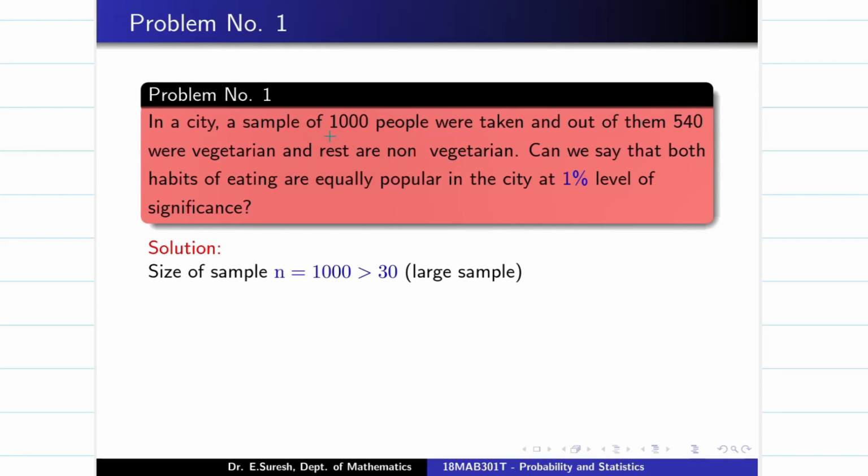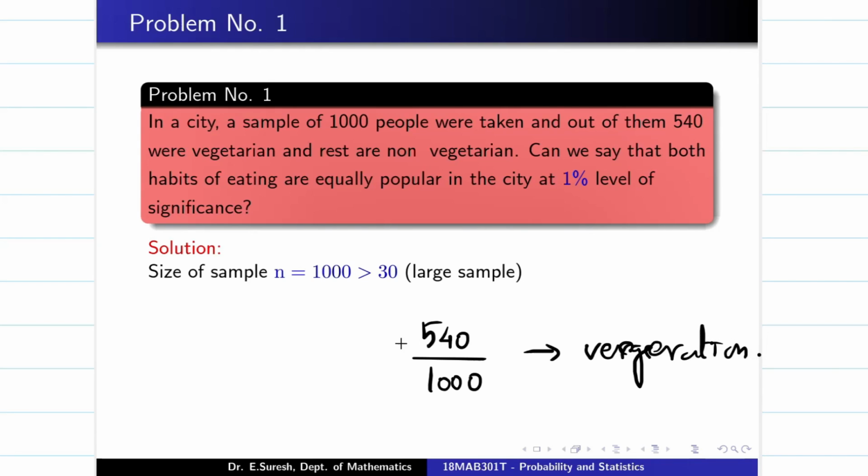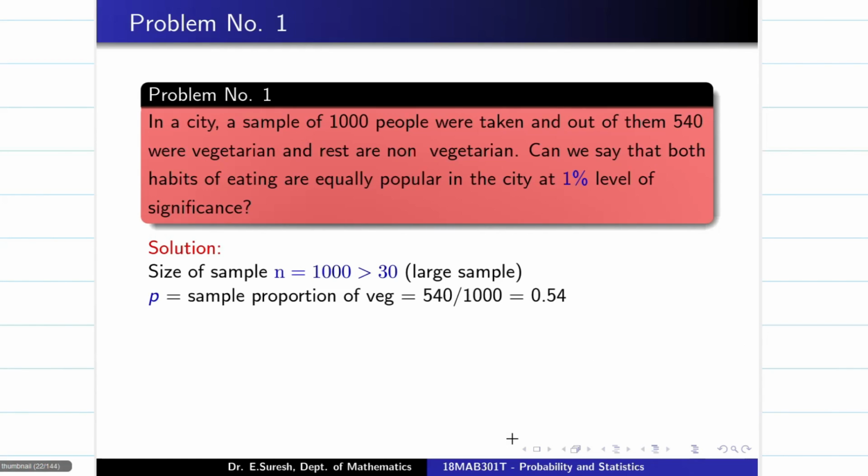Out of 1000 people, 540 people are vegetarian. Okay, that means they are giving us the clue. Out of 1000 people, 540 people are vegetarian. It is the proportion, or sample proportion. It's going to be 0.54. That's the clue given to us. Very nice.